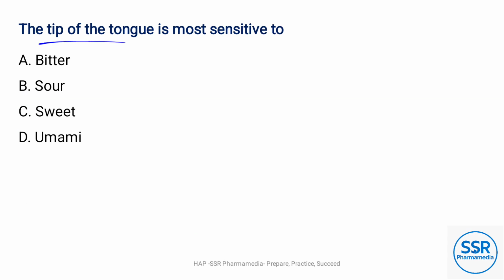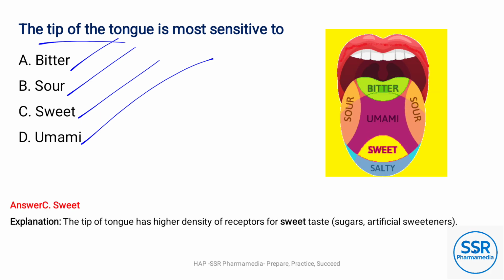The tip of the tongue is most sensitive to option A, bitter, option B, sour, option C, sweet, option D, umami. So the answer is option C, sweet. The tip of the tongue is sweet and salt. The tip has the highest density of receptors for sweet taste, including artificial sweeteners and sugars, and salt also.